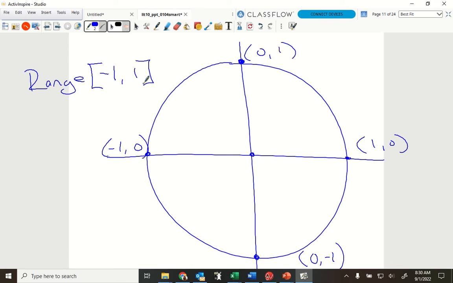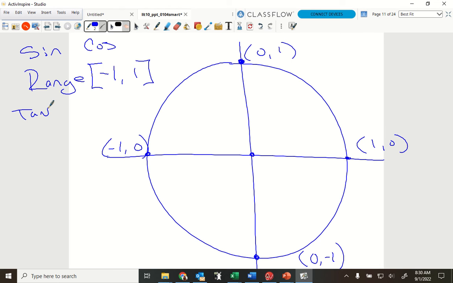It also works for tangent too. But there are some intervals that are not allowed, because isn't tangent y over x? Yes, y over x. So what can x not be? 0. Why? Because you can't divide things by 0. So tangent can't have 0 in the denominator.